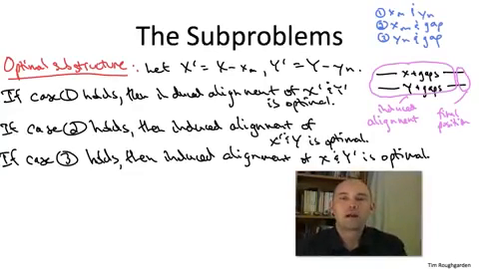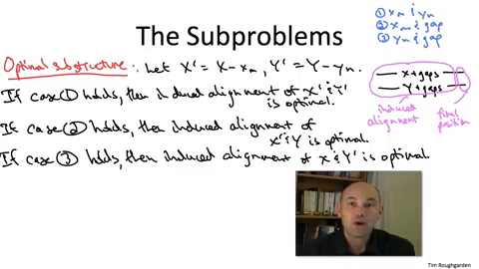We thought about an optimal alignment of some pair of strings x and y, and we noticed that there are three cases for the contents of the final position. Either there's no gaps, or there's a gap on top, or there's a gap on the bottom. In case one, where there's no gaps, xm and yn get matched, and we proved that the induced alignment, which is of the smaller strings x prime and y prime, has to be optimal in its own right.